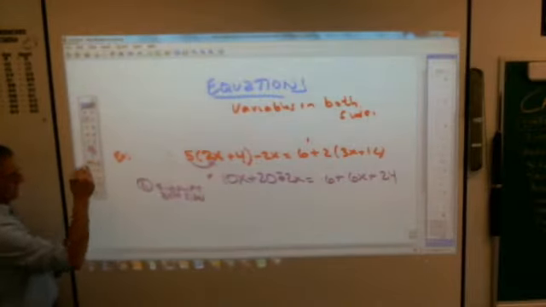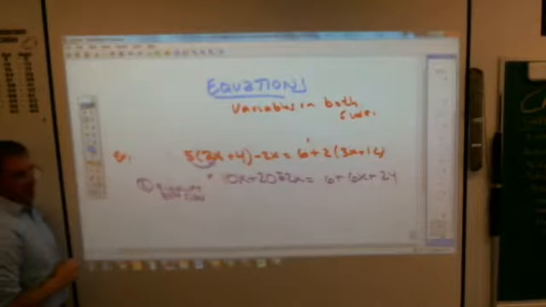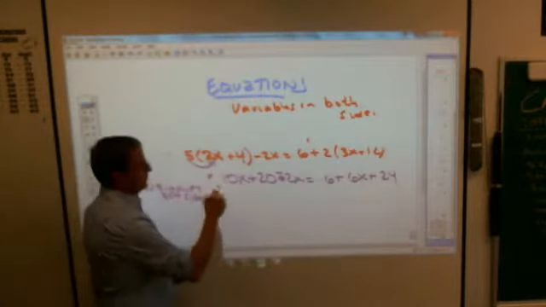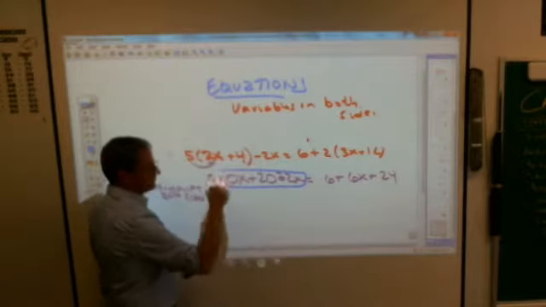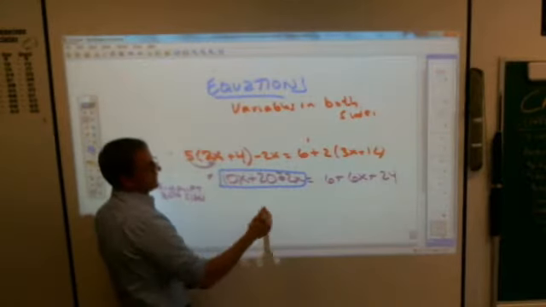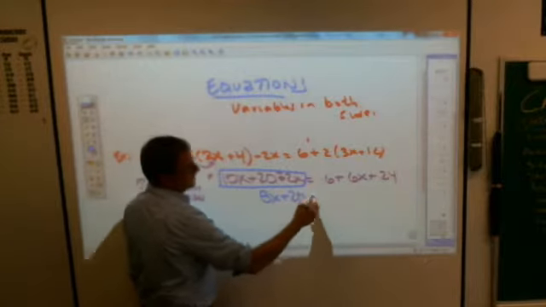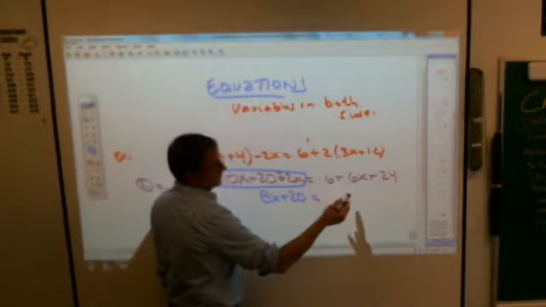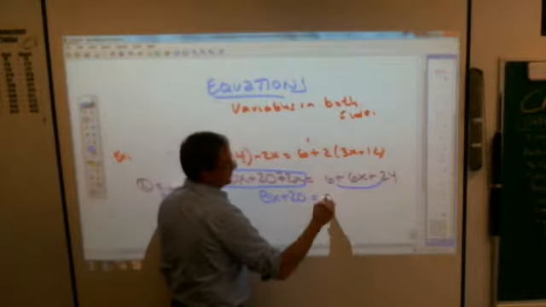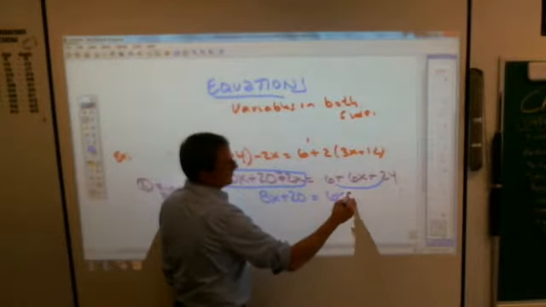Now, can I still simplify each side a little bit more? Yes, I can combine like terms. What can I put together over here? 10x minus 2x is the 8x plus 20 equals, what can I put together over here? 6 and 24.